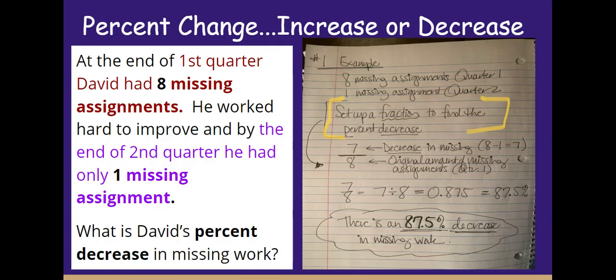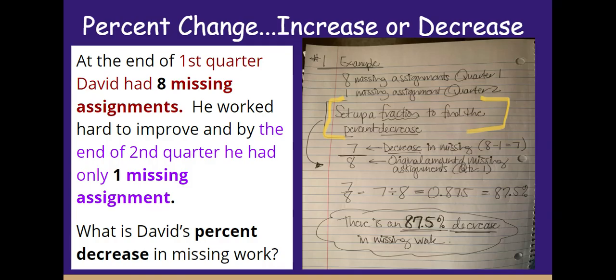So in these stories today, that's your goal, is can you set up the fraction that will find the multiplier for you? So this is a decrease. I have an example there with the fraction. It's a 7/8. And I'm telling you to the right of it, and I do that on every piece of my work that you're going to see today, I tell you where those numbers come from. So make sure you read that. I'm going to start at the bottom, 8. 8 is the original amount of missing assignments. That was quarter 1. So we started with 8 missing assignments.